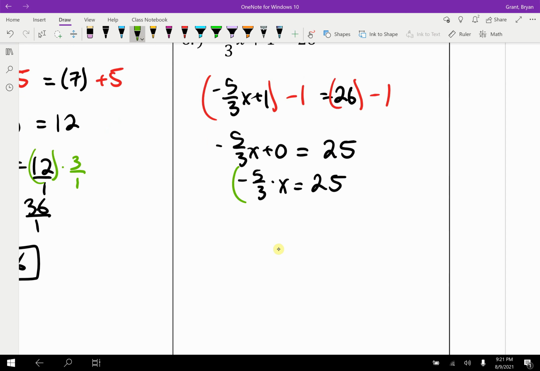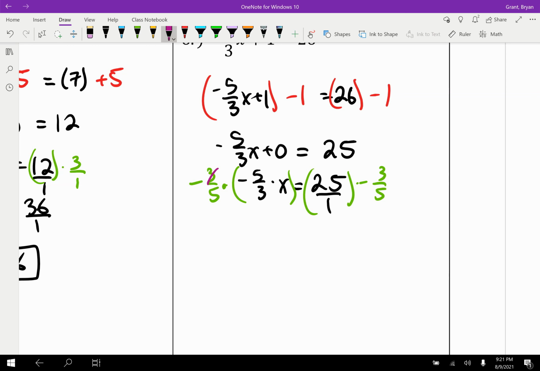I'm going to use the reciprocal. The reciprocal is the flipped over version of the fraction, 3 over 5. The negative's right in the middle, so we'll keep it right in the middle. Over here, we have negative 3/5. Notice I wrote the negative on the 3. We don't need to do that. We can just leave it on the fraction. It's up to you. I will write the 25 over 1, though.